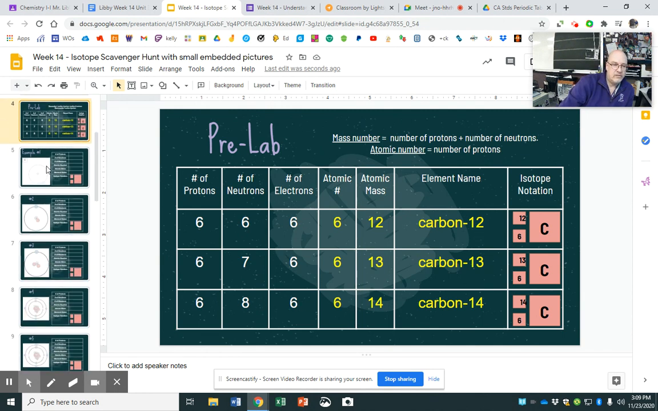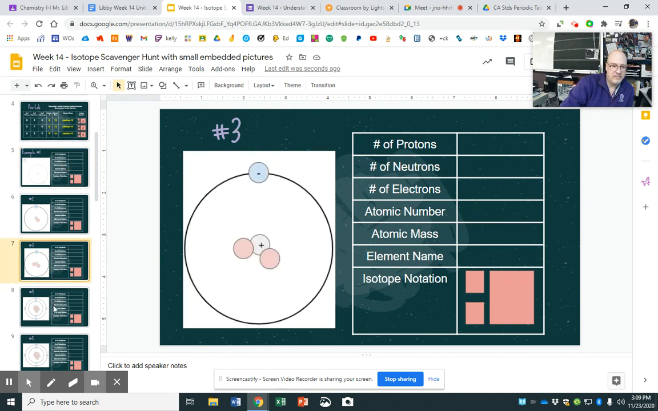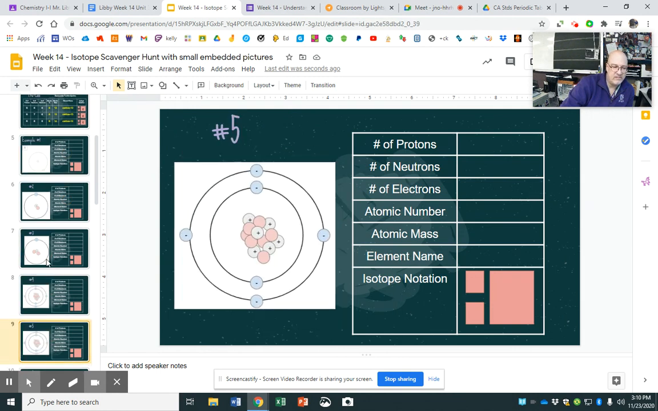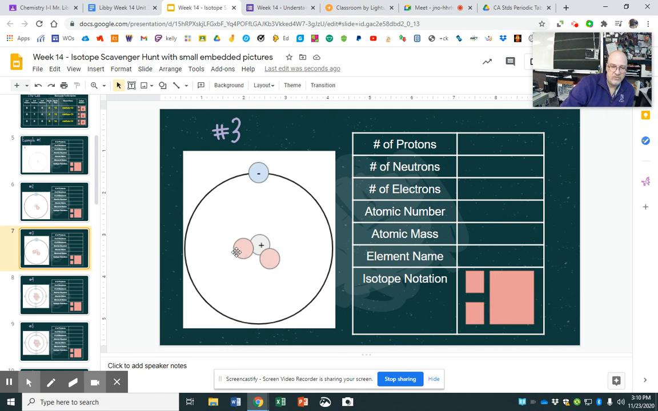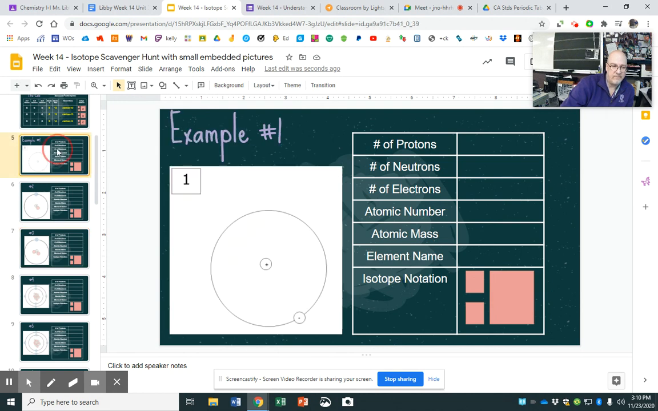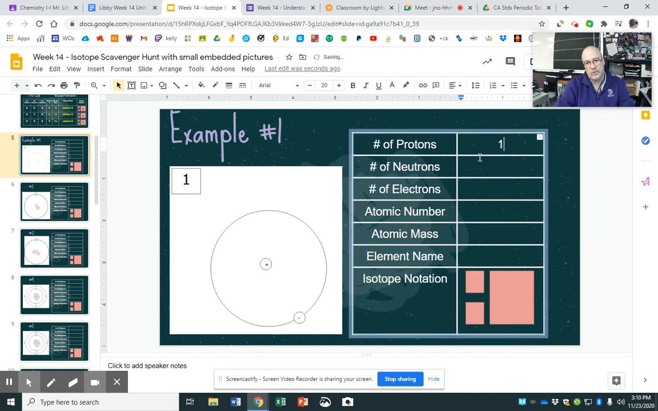So you're going to go through some of these pictures here, and you're going to just count protons, neutrons, electrons. Here's one. That's a neutron. That's a proton. That's an electron. All right. So example 1. There is 1 proton here. There are no neutrons. There is 1 electron. The atomic number is always the number of protons, so it's 1.